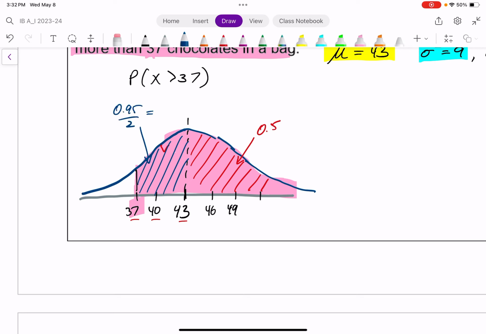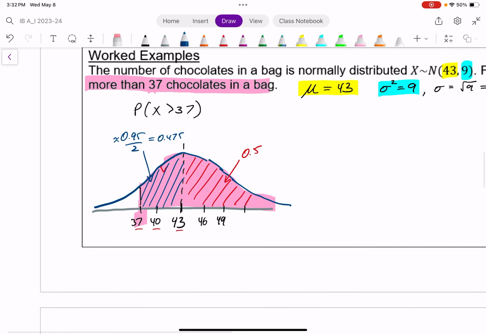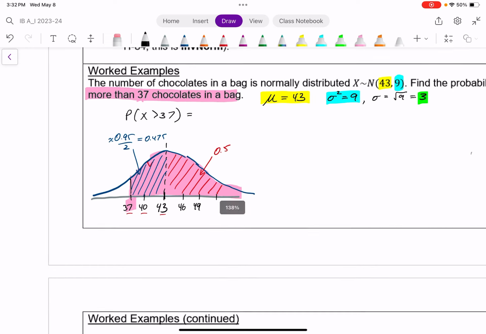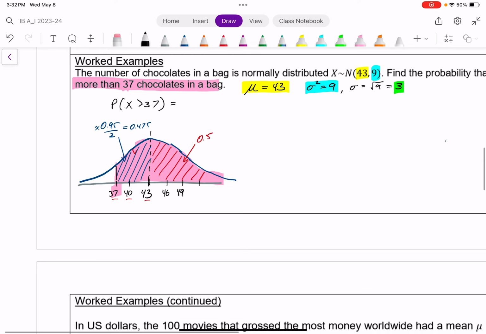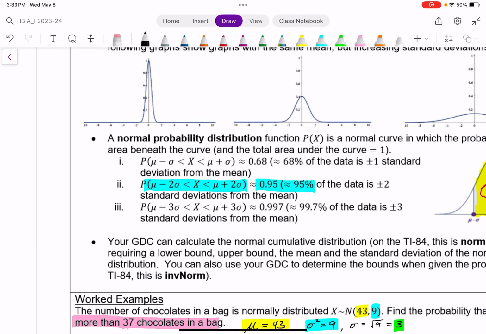And keep in mind, this is all actually rounded. It's not exactly 0.95. And so that's approximately 0.0475. And so roughly 47.5% of the data is between 37 and 43. Exactly 50% of the data is above 43. So put the two together, the probability that a randomly selected bag has more than 37 must be 0.475 plus 0.5, which is 0.975. So a 97.5% probability that a bag will have more than 37 chocolates. So that we could figure out visually from using some of the characteristics of normal distribution curves right here.